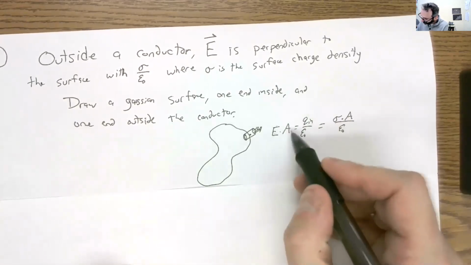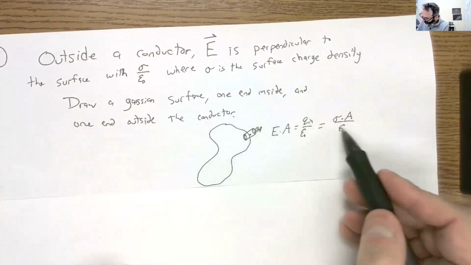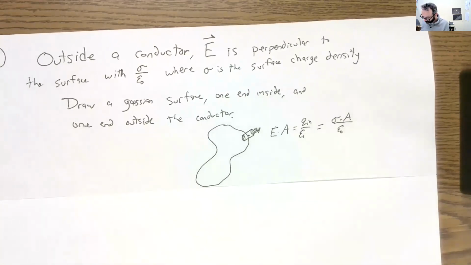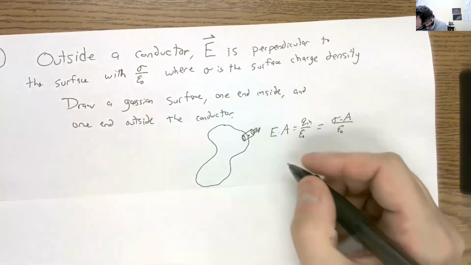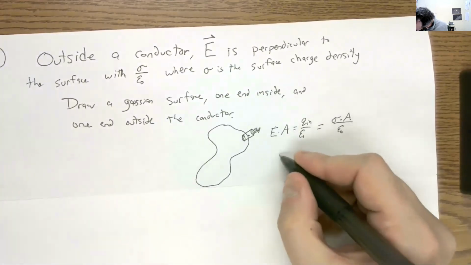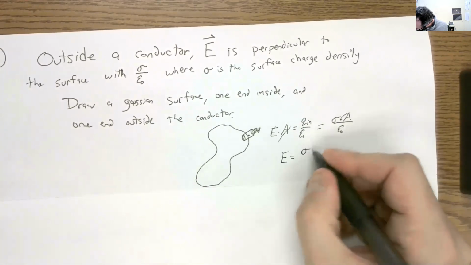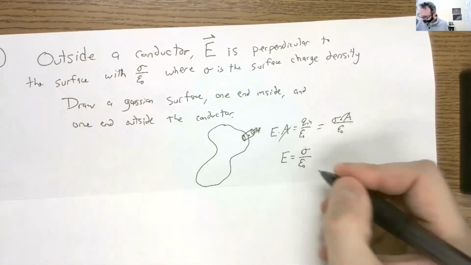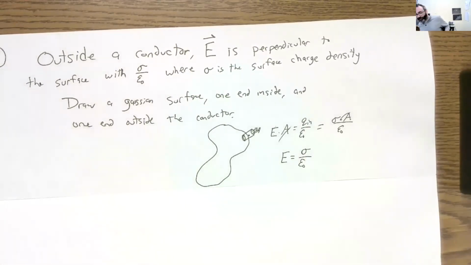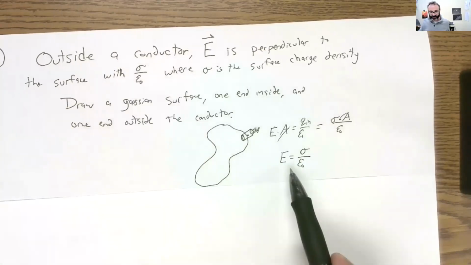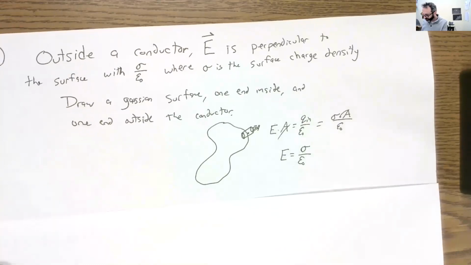So what we have is E times the area is sigma times the area over epsilon naught, and the area cancels out, which is good because the electric field shouldn't depend on the imaginary surface that you pick. So what we end up with is that the electric field is just the surface density divided by epsilon naught. So for any conductor, if you know the surface charge density, you can say what the electric field is at that point, for the magnitude, and the direction is always going to be perpendicular to the surface.